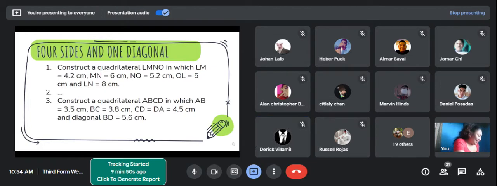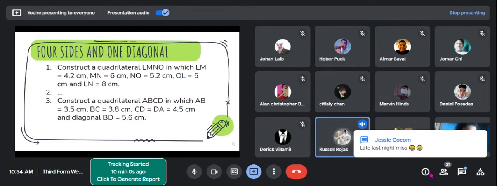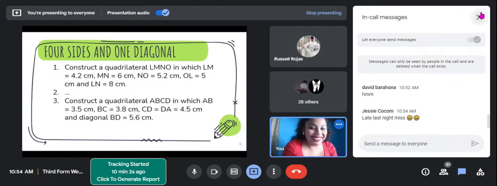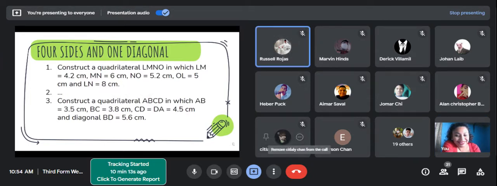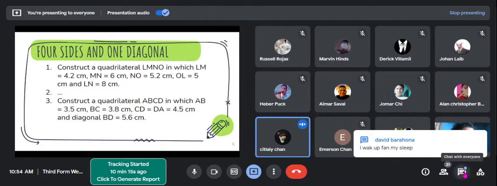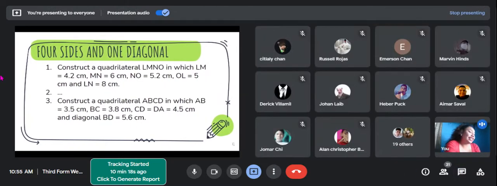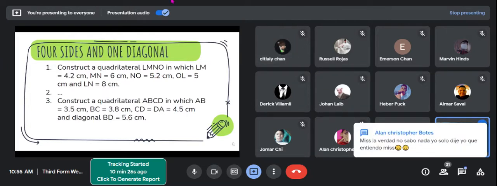But that was the steps to how... Miss, I'm not in your WhatsApp group. You have to send me your numbers so I can add you in the WhatsApp group. I have to check it. When did I make that WhatsApp group? And some of you are not in the WhatsApp group.